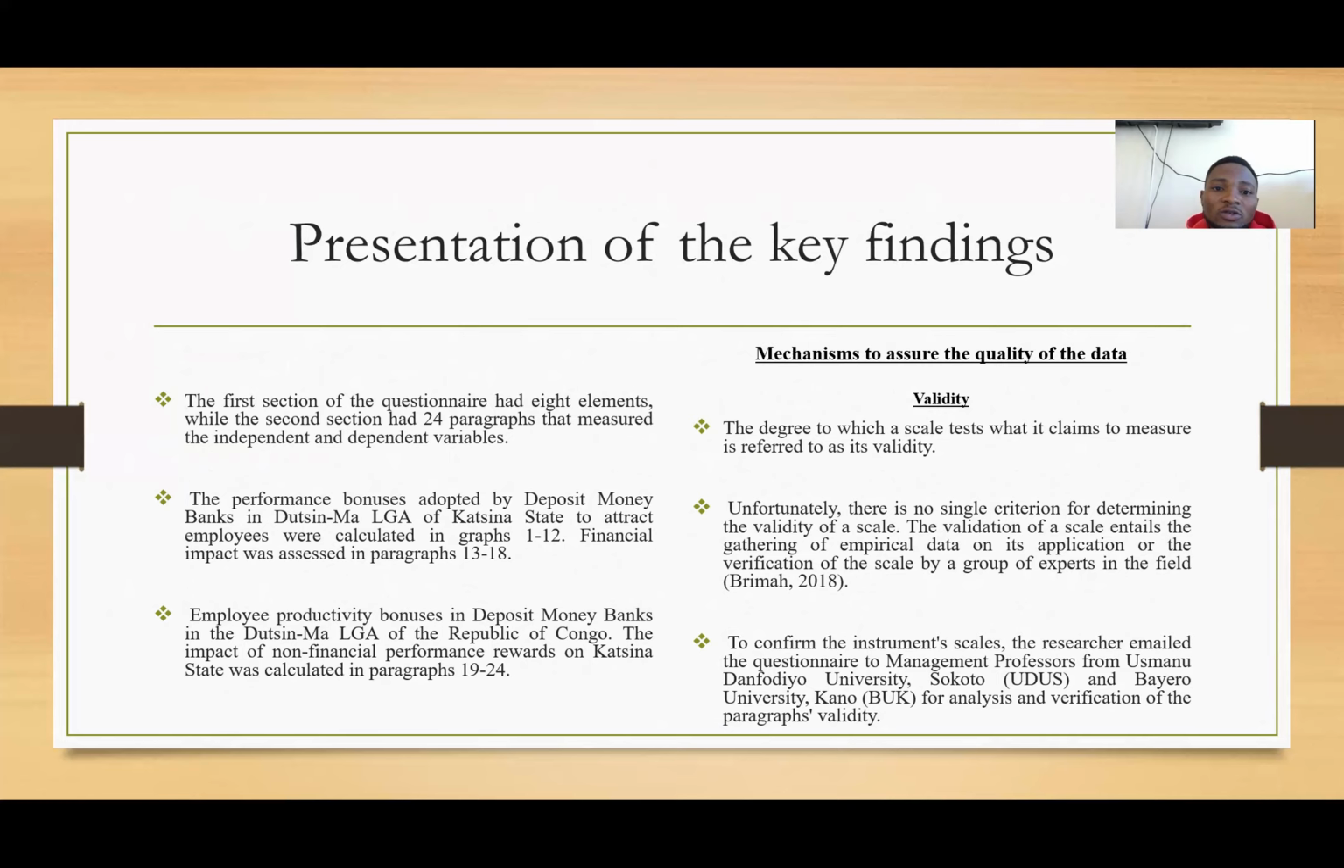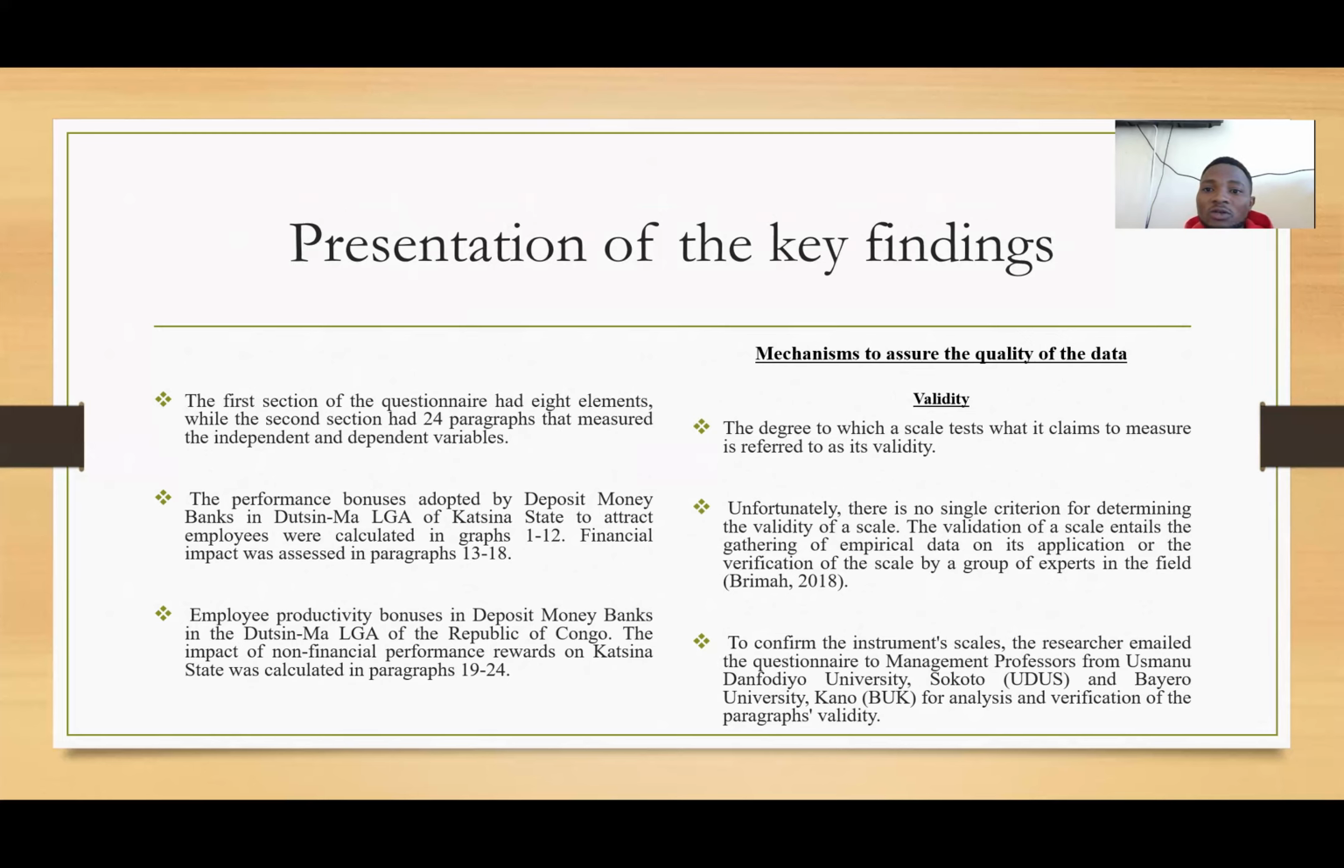The first section of the questionnaire had 8 elements, while the second section had 24 paragraphs that measured the independent and dependent variables. The performance bonuses adopted by deposit money banks of Katsina State to attract employees were calculated in paragraphs 1 up to 12. Financial impact was assessed in paragraphs 13 to 18. The impact of non-financial performance rewards on Katsina State was calculated in the remaining paragraphs.